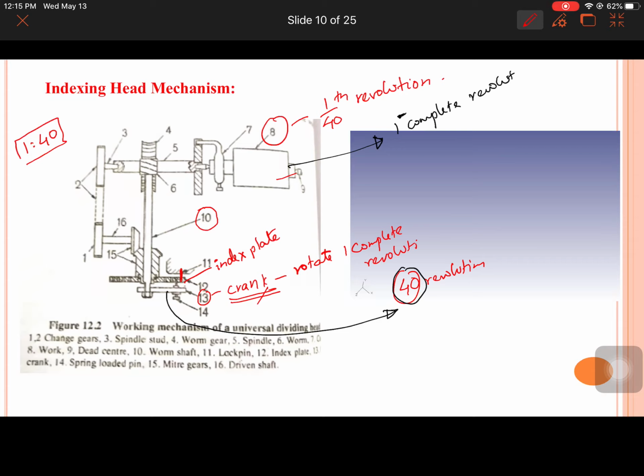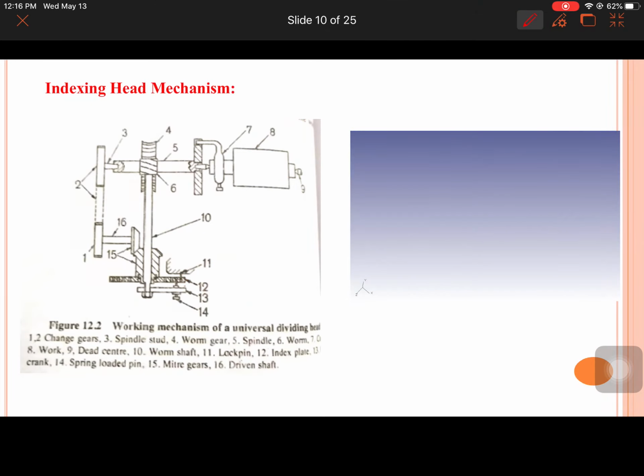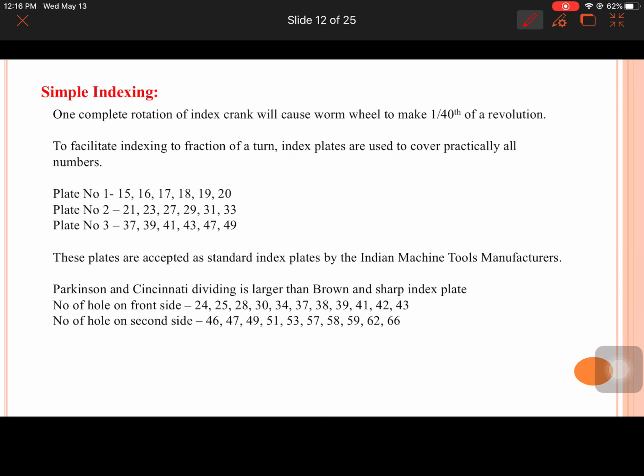Is it clear? So if you rotate the crank for 1 complete revolution, then the spindle shaft which is holding the work part is rotated by 1/40th revolution. Or in other words, if the crank is rotated by 40 revolutions, then the work part is rotated by 1 complete revolution. So again, I'm repeating, the point you need to understand is that here we are rotating only the index crank to get the desired motion at the work part.